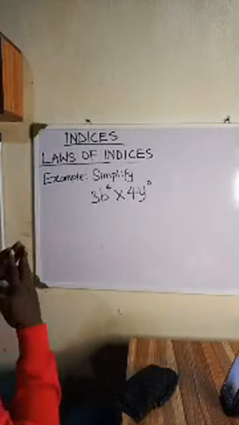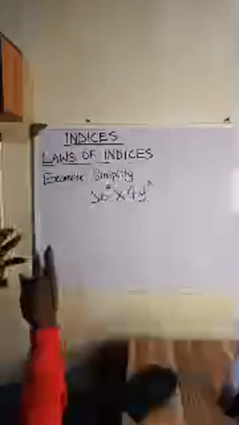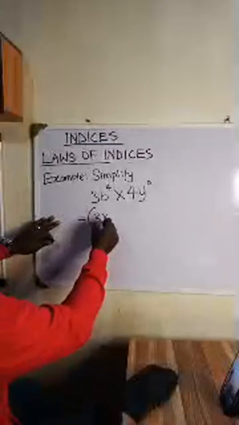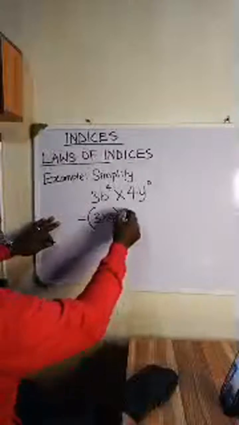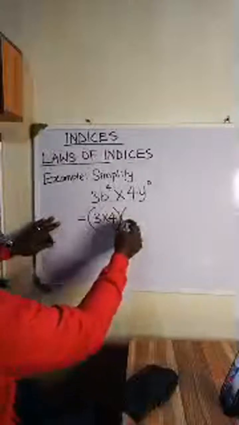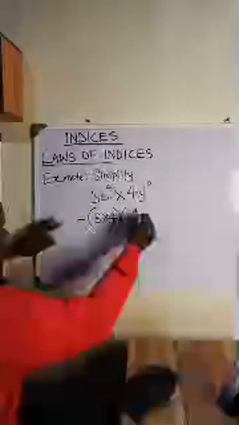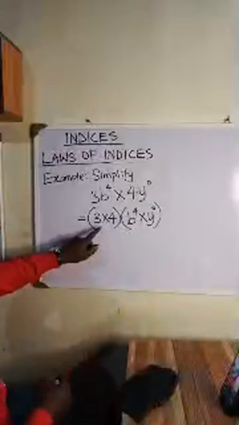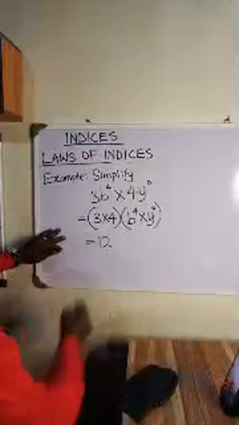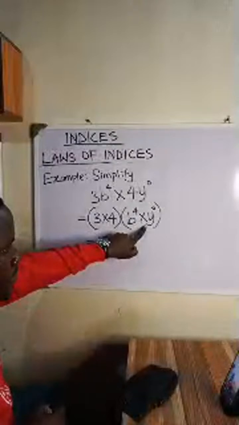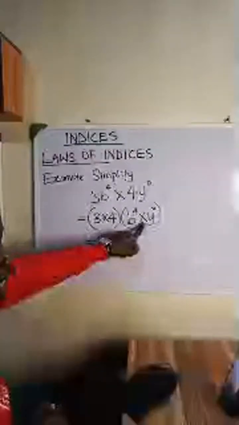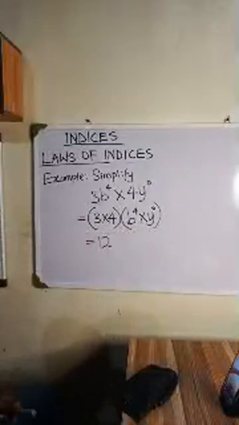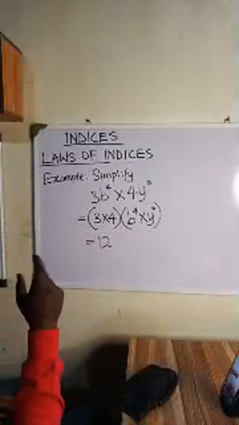So just as we've been doing before, you bring the numbers together, 3 times 4, and then you bring the variables together, b to the power of 4 times y to the power of 0. Multiplying the numbers, we have 12. Going over here, for us to apply the addition rule, the bases must be the same. But looking at this, you can see that the bases are not the same.